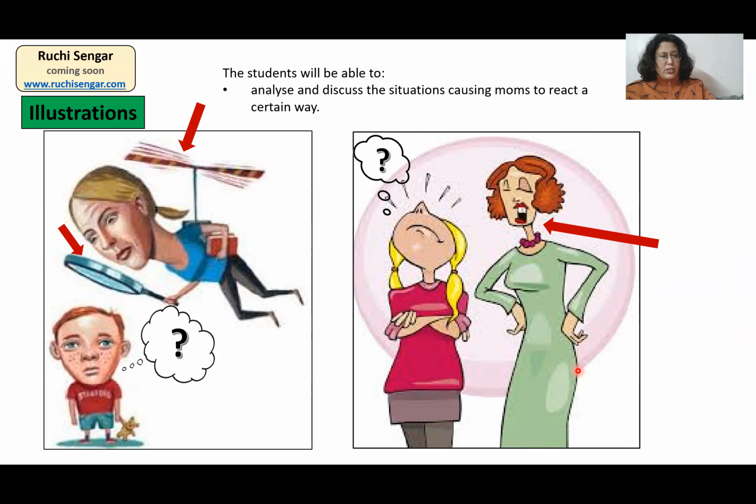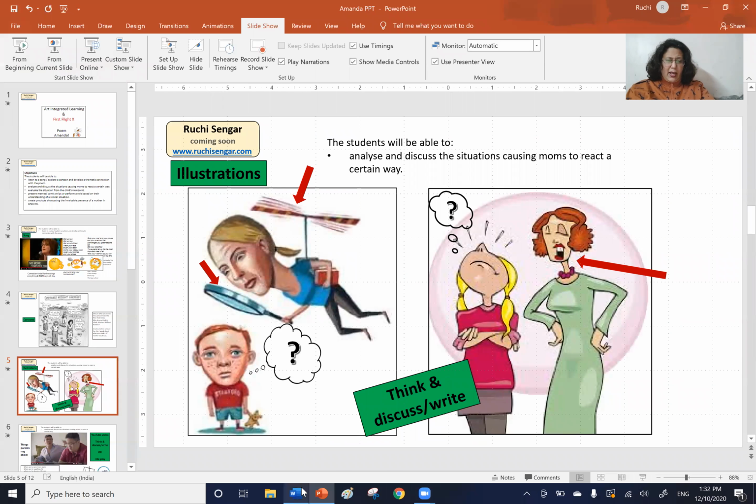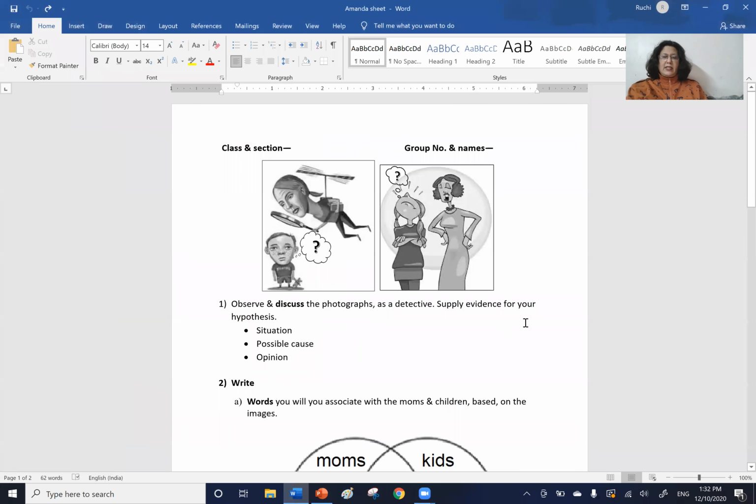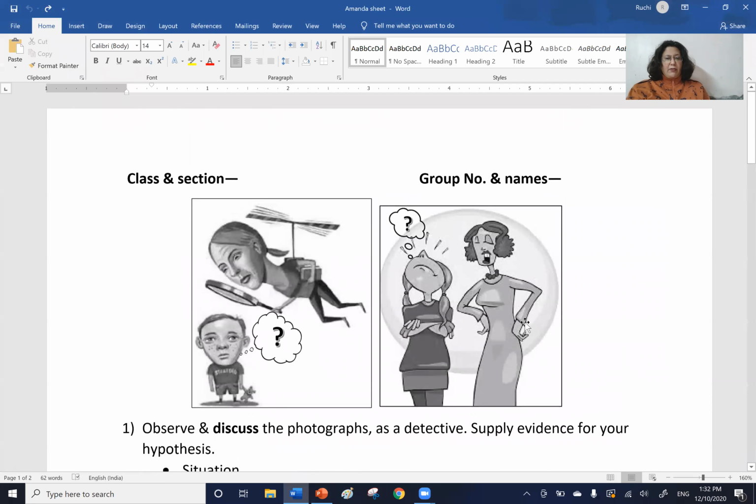I would also say that this is about thinking, discussing, and writing. So you could have a bit of a worksheet. Let me just minimize this and take you there. So you would have a bit of a worksheet like this. Let me just increase this for you. Yeah. So you would have a bit of a worksheet like this.